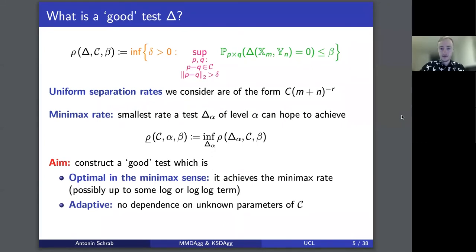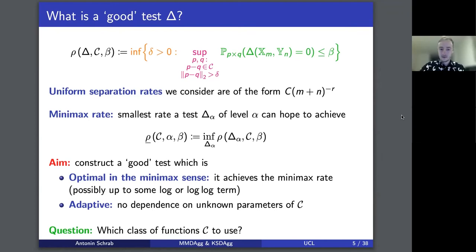And the reason I've written "hope to achieve" is because we don't know if the infimum is actually achieved, if there's a test that matches this minimax rate. And so the aim for this work is to construct a good test, in the sense that it is optimal in the minimax sense. This means it's going to achieve this minimax rate, or at least up to some log term. And we want our test to be adaptive, in the sense that it does not depend on any unknown parameters of this class of functions C, which I haven't yet specified.